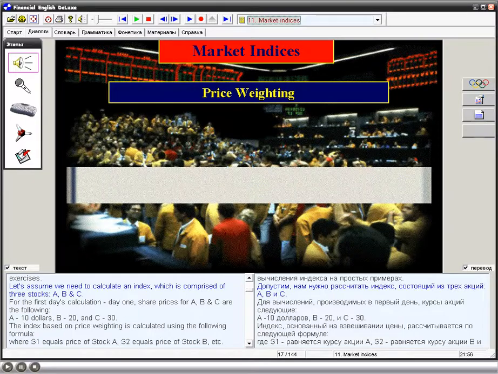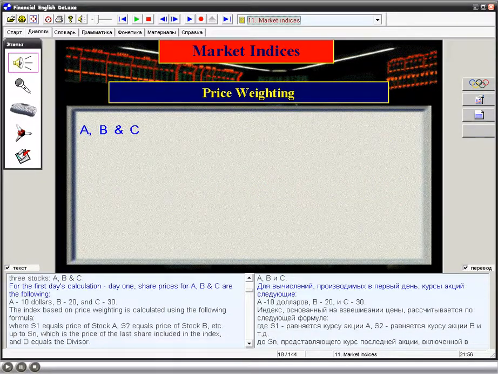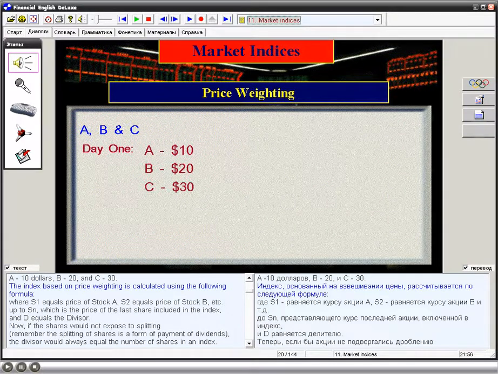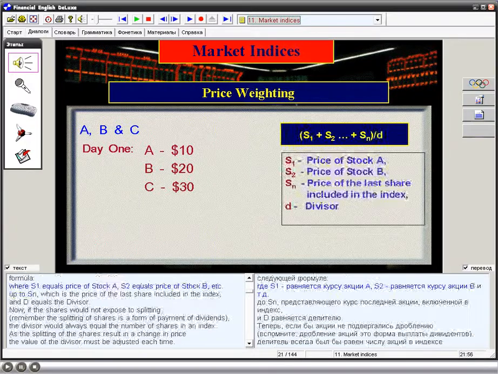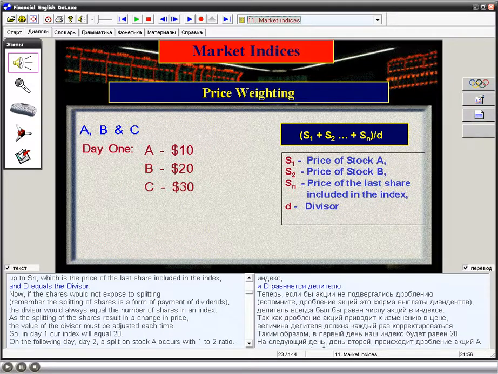Let's assume we need to calculate an index which is comprised of 3 stocks, A, B, and C. For the first day's calculation, day 1, share prices for A, B, and C are the following: A, $10, B, $20, and C, $30. The index based on price weighting is calculated using the following formula, where S1 equals price of stock A, S2 equals price of stock B, etc., up to Sn, which is the price of the last share included in the index, and D equals the divisor.